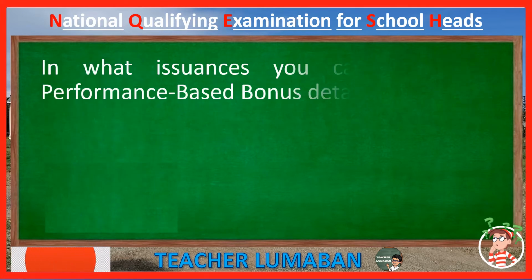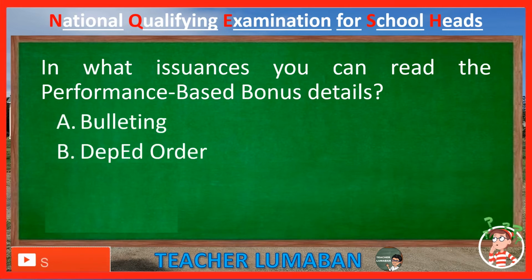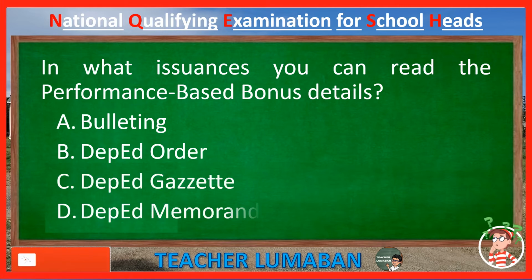In what issuances can you read the performance-based bonus details? Letter A, bulletin. Letter B, DepEd order. Letter C, DepEd gazette. Letter D, DepEd memorandum. Choose the suitable answer based on the given choices in 5 seconds. 5, 4, 3, 2, 1. The correct answer is letter B, DepEd order. DepEd order is the issuance where you can read the performance-based bonus details.